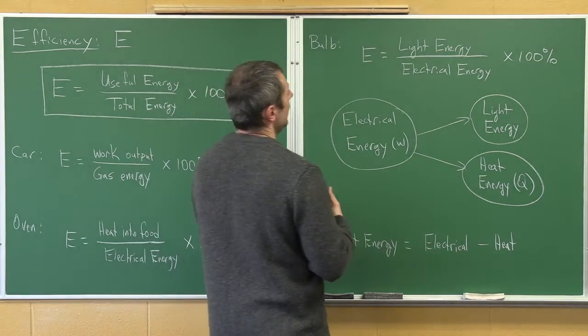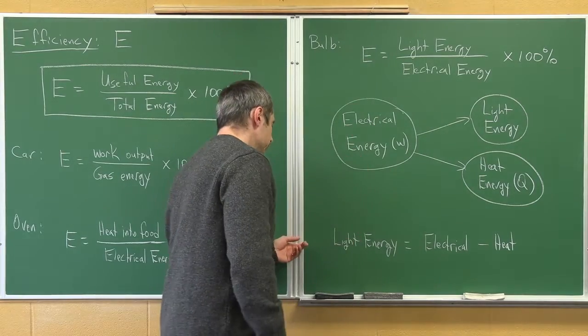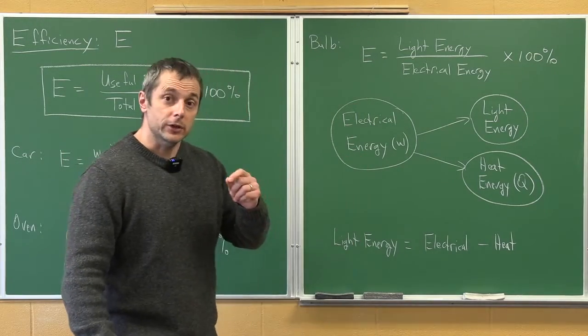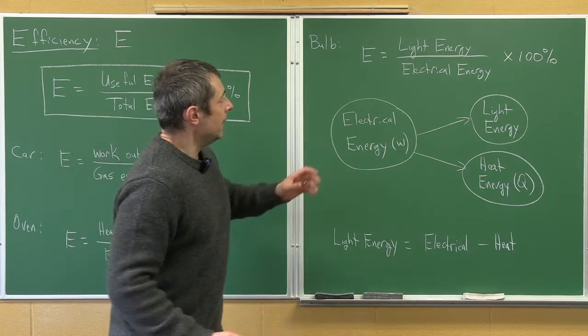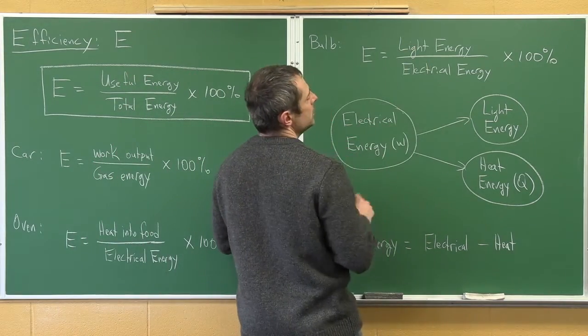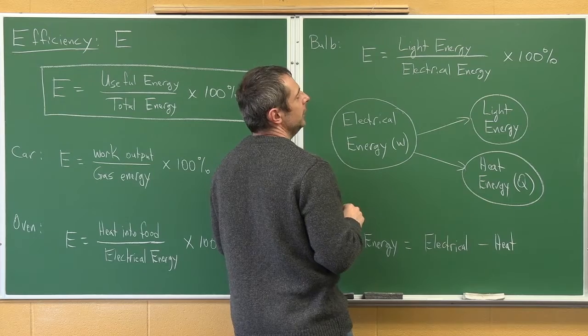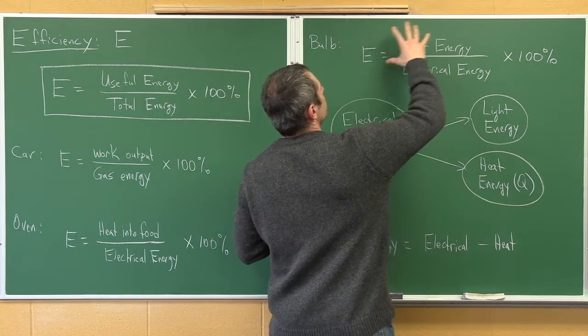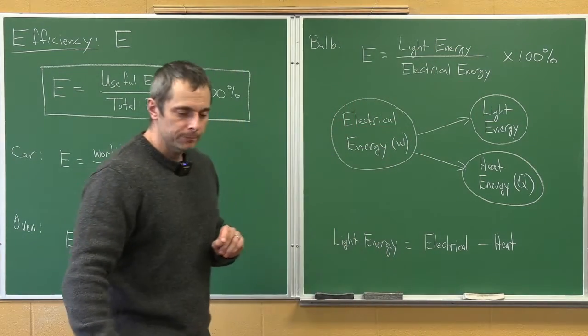And what you're trying to get out of a light bulb is obviously light energy. You flip the switch on so that you can see what's in the room. And so the light energy is the useful energy, but it takes a certain amount of energy out of the wall, multiply that by 100%, you'll get the efficiency of the light bulb.